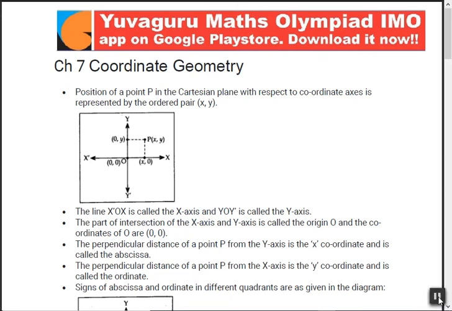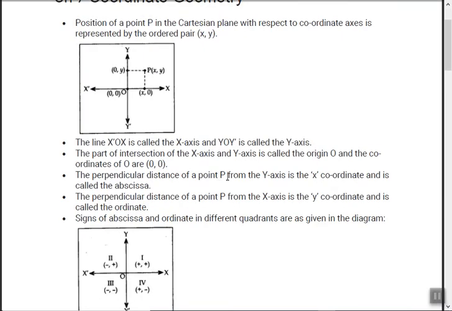The perpendicular distance of point P from Y axis is called X coordinate. Remember this, you will always get confused. Distance from Y axis, see this is Y axis, and the perpendicular distance means this distance, that is the X coordinate. And vice versa, the perpendicular distance of point P from X axis is the Y coordinate and is called ordinate. Remember these two words, abscissa and ordinate. Abscissa is X coordinate and Y coordinate is called ordinate, only ordinate.